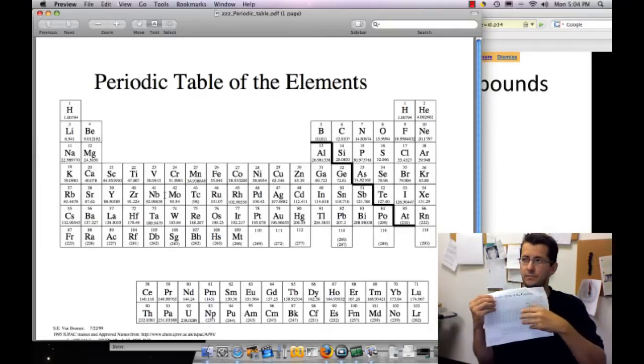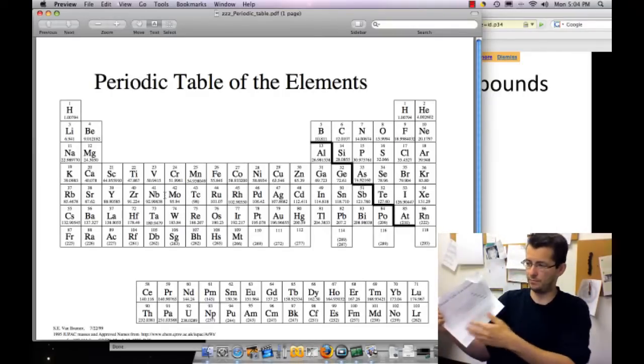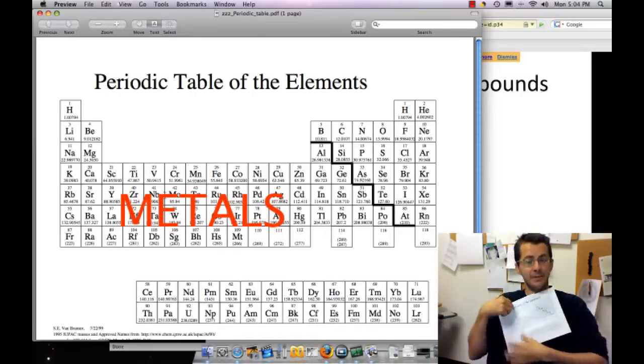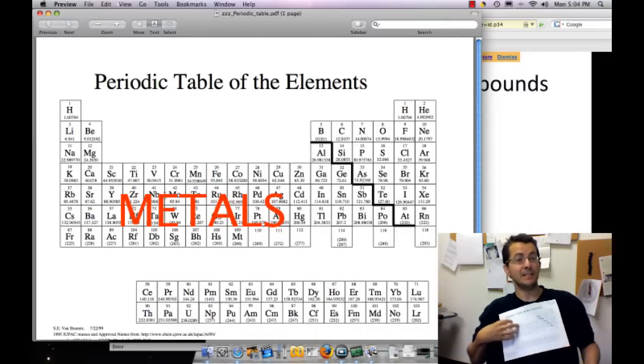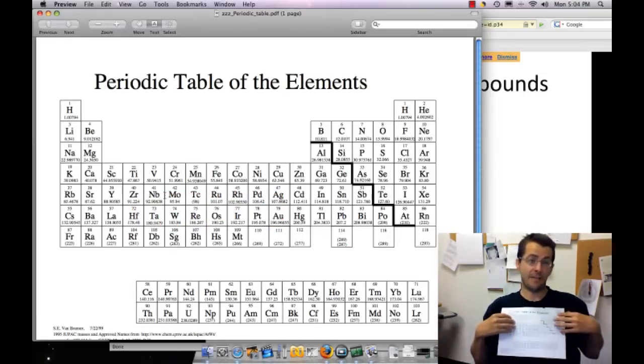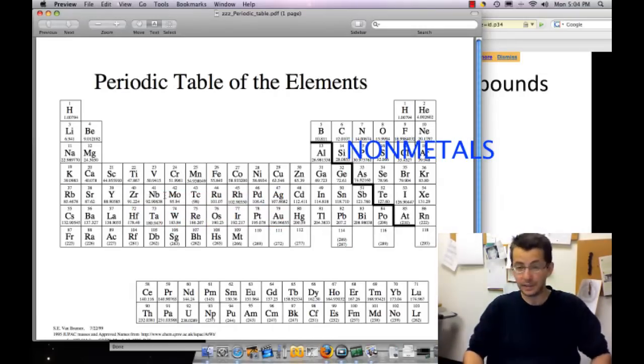I guess this is your left. I don't know. This side of the periodic table. These are the metals. And then we have the non-metals. Metals typically are all solids. They're all kind of shiny. They have a certain luster. It's what we think of as a metal.